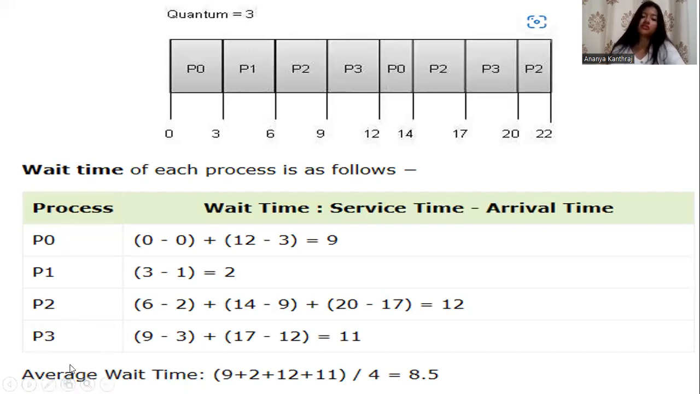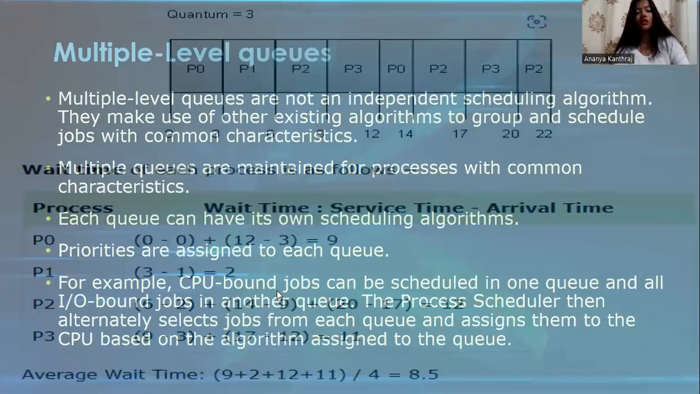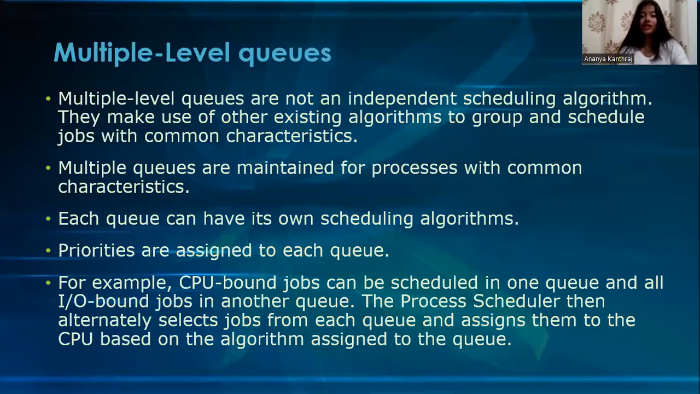So the average waiting time is (9 plus 2 plus 12 plus 11) divided by 4, which is 8.5. So next, let's move on to multi-level queues.